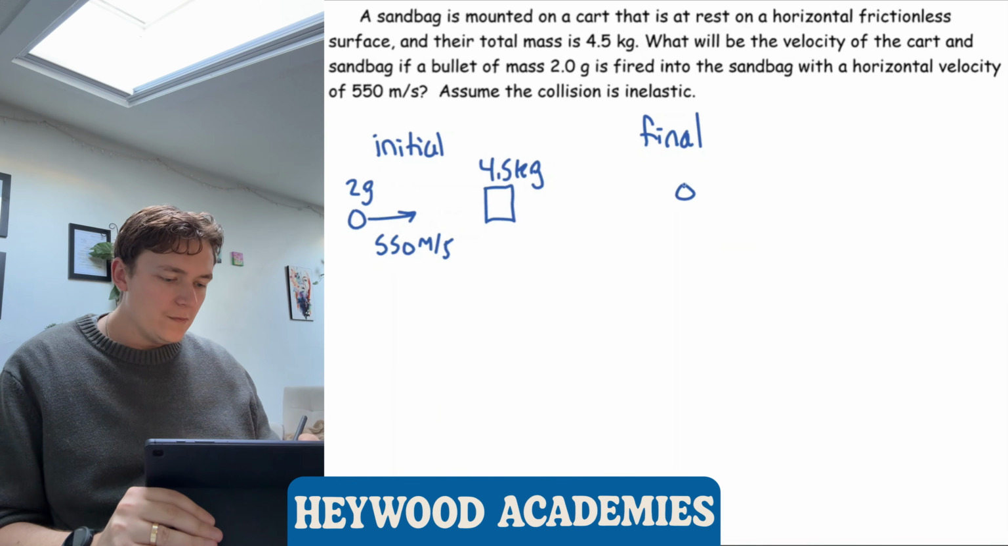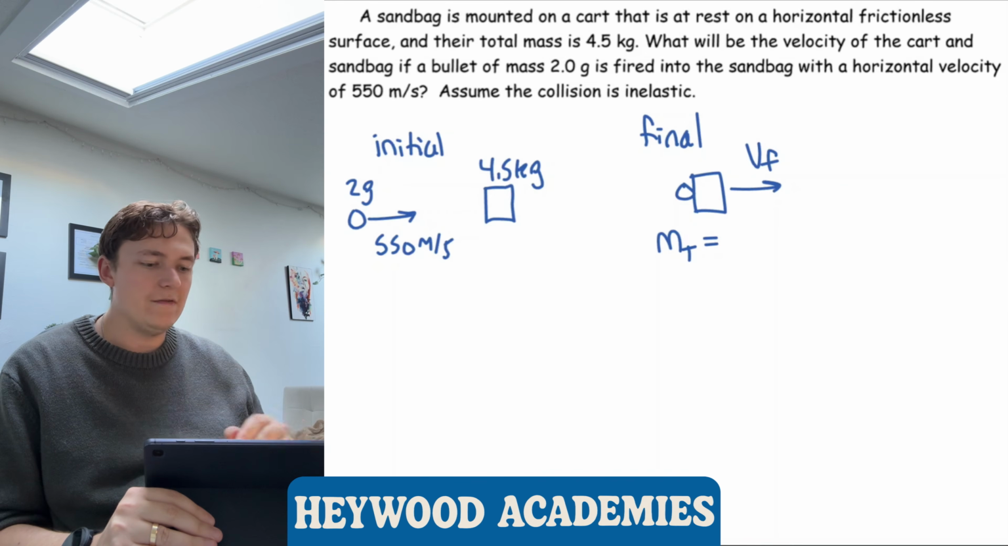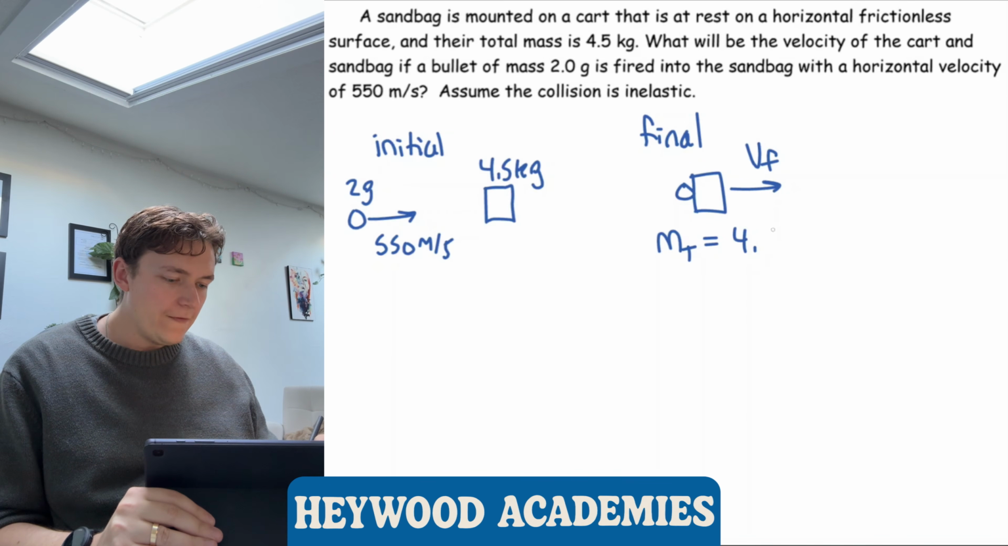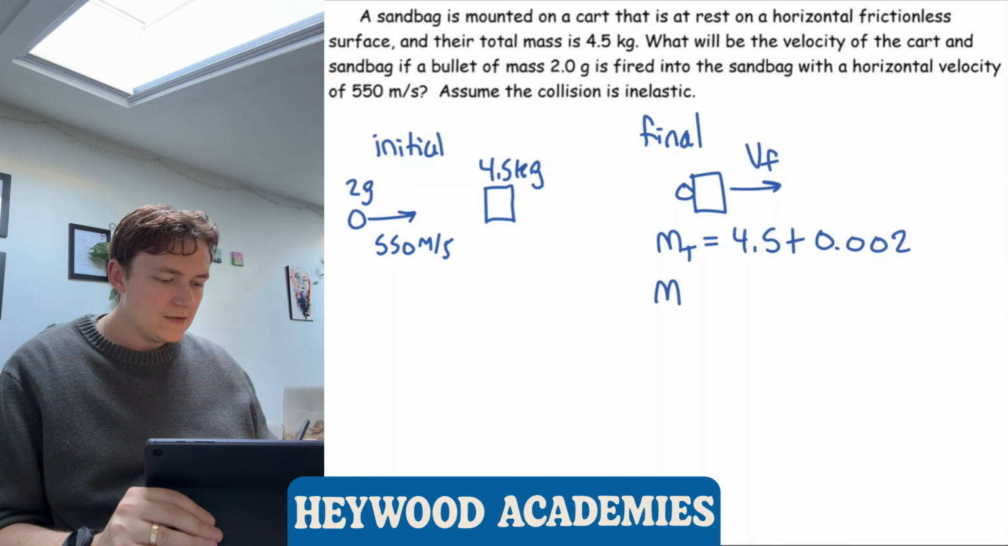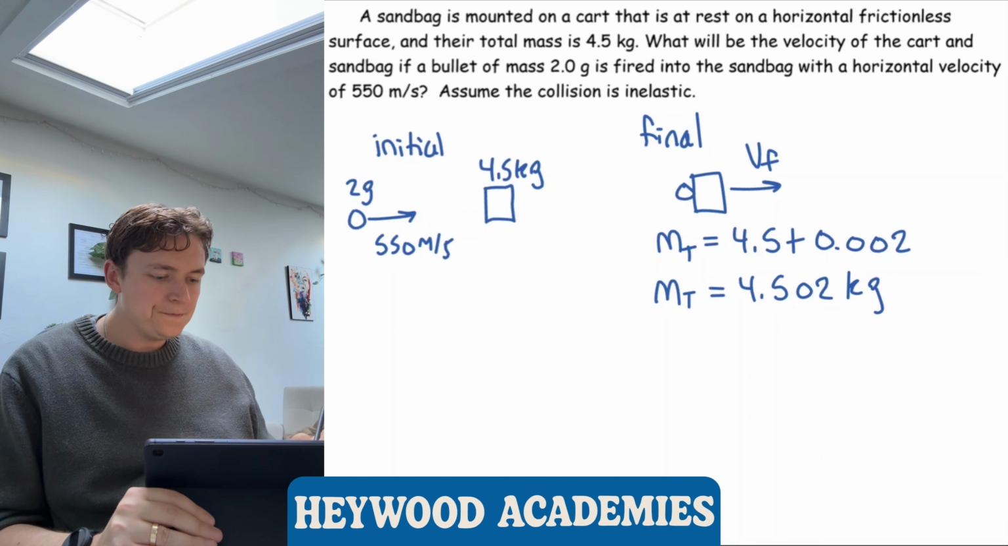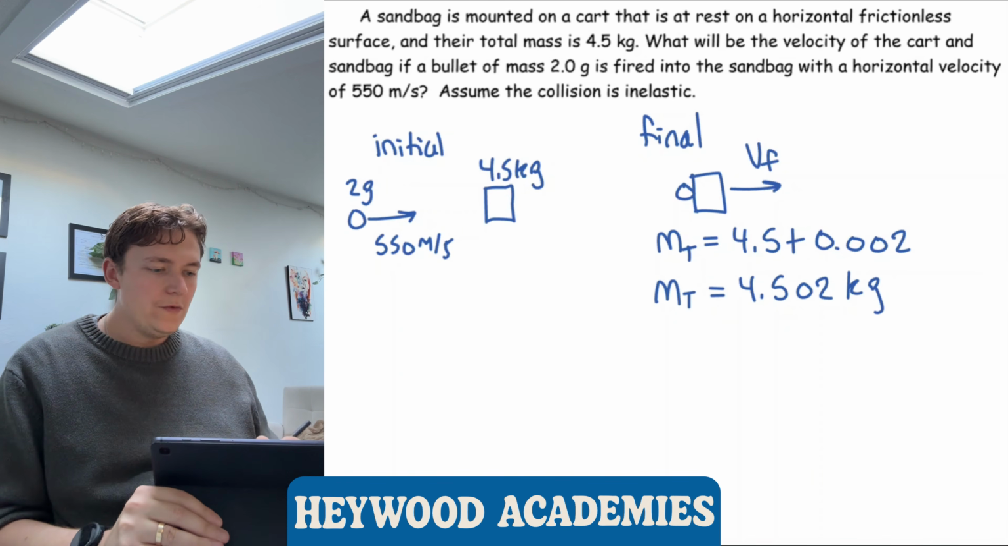So we'll have both the bullet and the cart moving at some unknown final speed, but the total mass is going to be the sum of the two masses. So we had 4.5 kilograms for the cart, and then the bullet was 2 grams, so divide by 1,000, that's 0.002. So the total mass of these objects is going to be 4.502 kilograms.